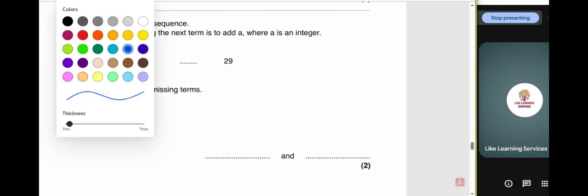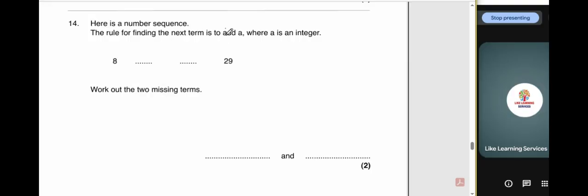Okay, so look at this type. Read out the question first of all. Number 14: here is the number sequence. The rule for finding the next term is to add a, where a is an integer. Then you have 8, dash, another dash, then 29. You are asked to work out the two missing terms.